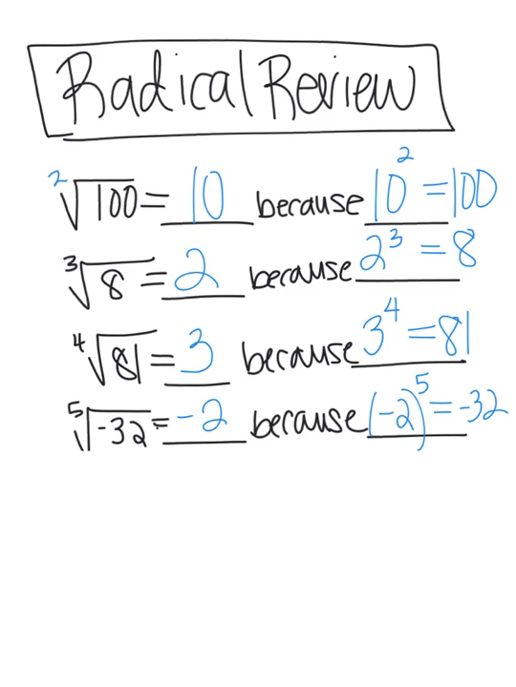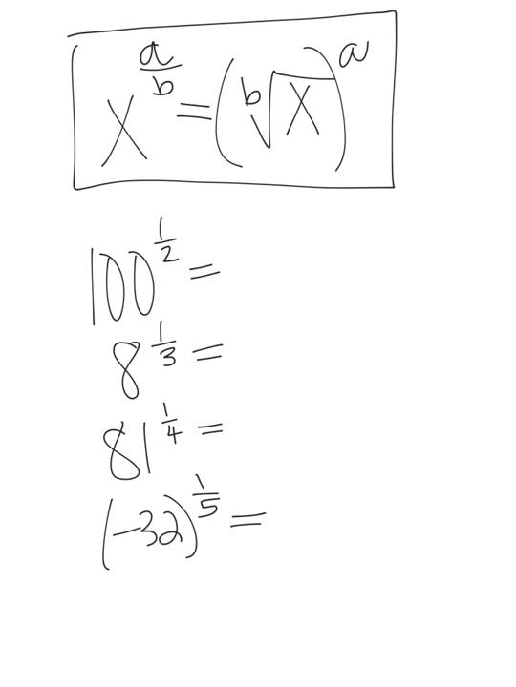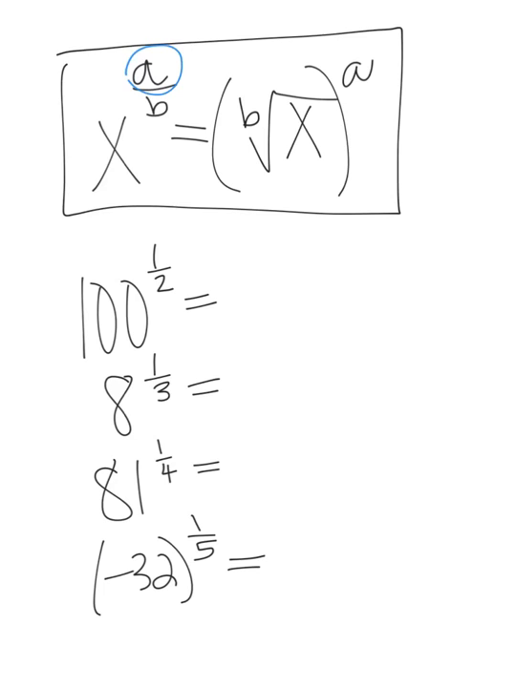All right, so let's look at some other examples if I was to write these as rational exponents. So for rational exponents, this is the rule. If I have a number raised to a fraction, the numerator, this a, is the power. And the denominator is the root.